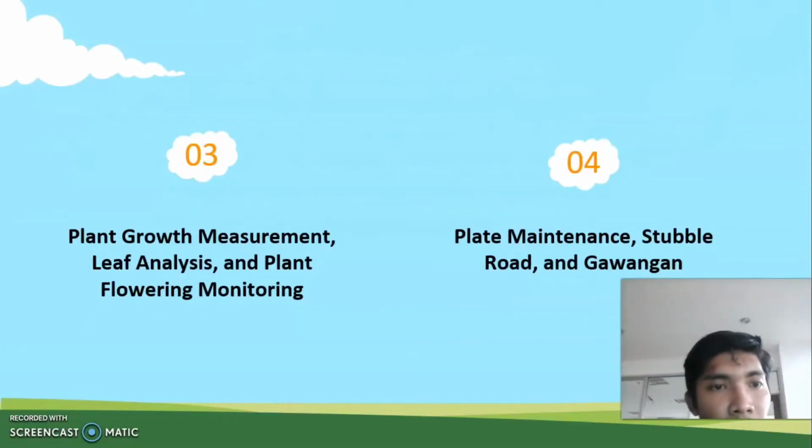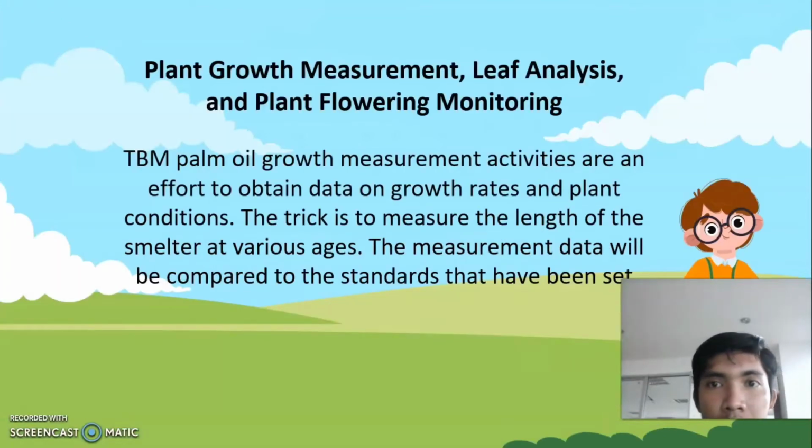Work three, plant growth measurement, lab analysis, and plant flowering monitoring. Work four, plant maintenance, stable root, and weeding. Work three, plant growth measurements, lab analysis, and plant flowering monitoring.